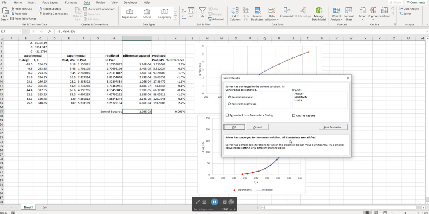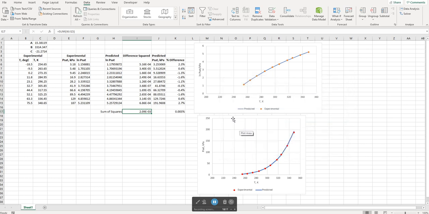So solver has converged to the current solution. All constraints are satisfied. Notice it performed 5 iterations for which the objective did not move significantly. If we want to get even better, we can try a smaller convergence setting or a different starting point. But let's see what we have here. So let's look at the values of A, B, and C. The values of A, B, and C are 15.38, 33.14, and then minus 21.27.